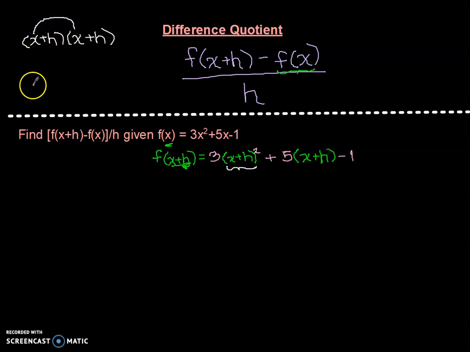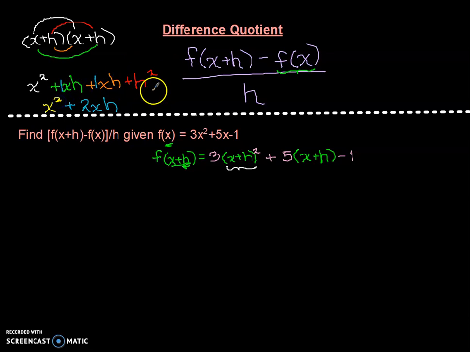So first, x times x would give me x squared. Outer, x times h is positive xh. Inner, x times h is positive xh. And last, h times h, and that is h squared. So you do have two like terms. You have positive xh, and technically in front of them the coefficient is 1, so that would give me positive 2xh. Everything else comes down exactly the same. The x squared comes down, the h squared comes down.